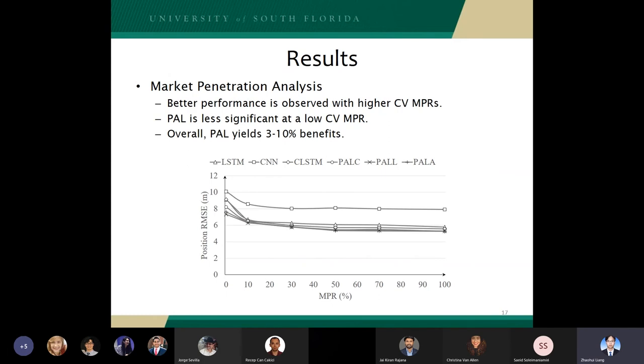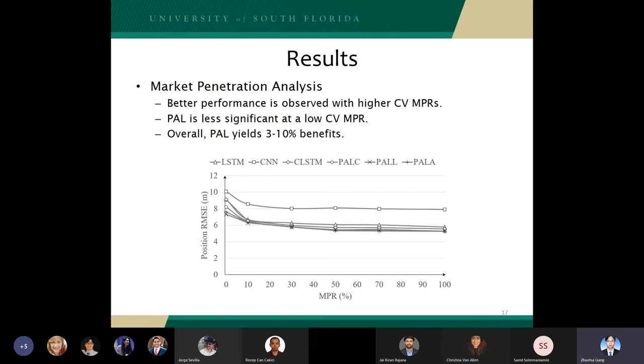Okay, and the third experiment is about the CV, connected vehicle, market penetration analysis. Here, the CV market penetration rate varies from 0 to 100%. And we found that better performance is observed with a higher CV market penetration rate. And this is what we expected. And we also found the PAL improvements are less significant at low CV market penetration rate.